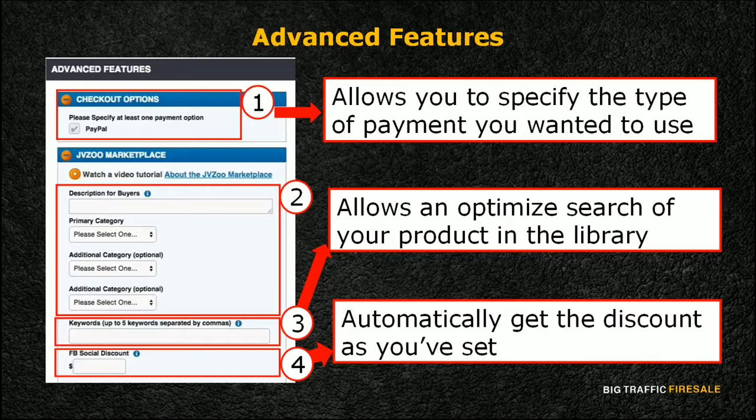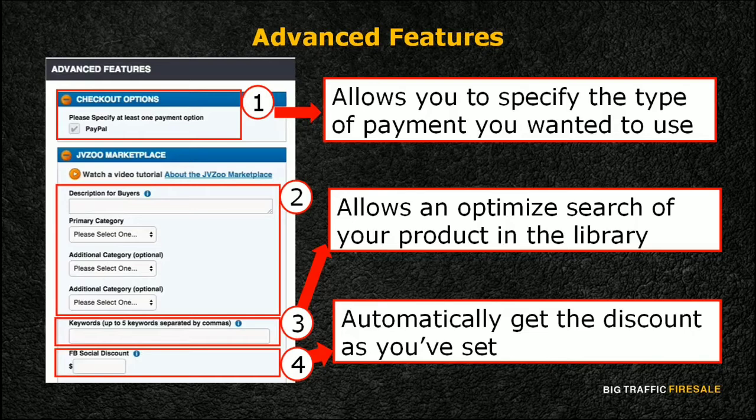Next is the JVZoo Marketplace or Product Library. Simply write a short description of your product in the provided box, choose the primary category of your product, and 2 additional category. Don't forget to enter the keywords of your product. This is to allow an optimized search of your product according to the keywords you've provided.